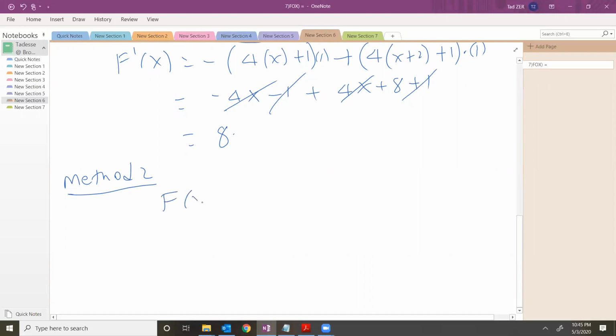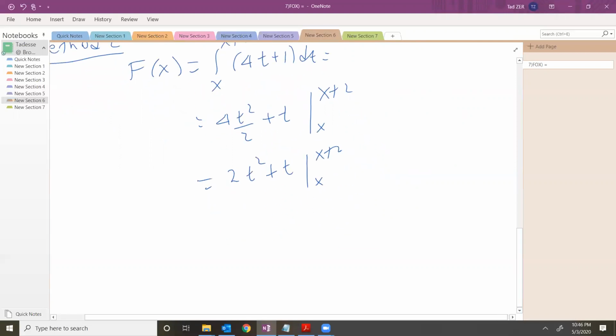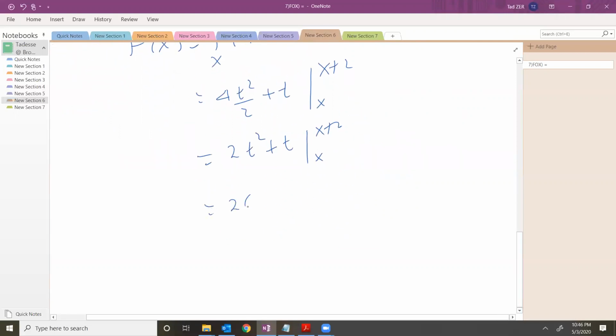So simply, find capital F of x. It will be the integral from x to x plus 2 of 4t plus 1 dt. What is the antiderivative of 4t? It is 4t squared over 2 plus t, from x to x plus 2. So this is 2t squared plus t. That is what the antiderivative is. Now I need to evaluate that. At x plus 2, it will be 2(x plus 2) squared plus (x plus 2), okay? Minus, this is what the first piece is, at x, it will be 2x squared plus x.